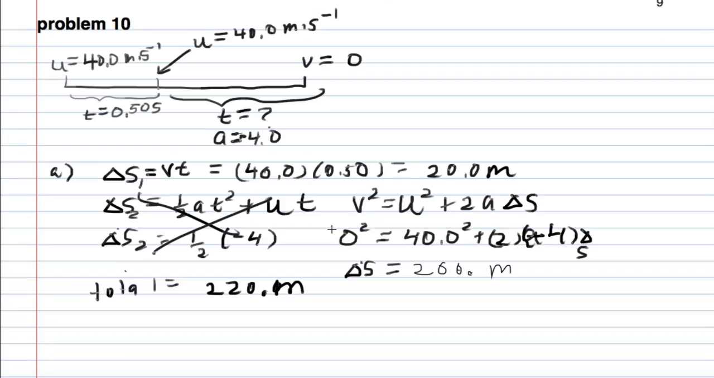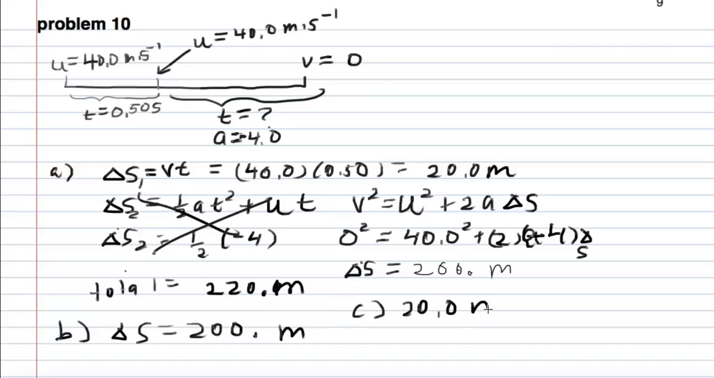And then if we continue with part B, we actually solved part B right here. So delta S is just the 200 meters. And finally, for part C, the difference is 20 meters.